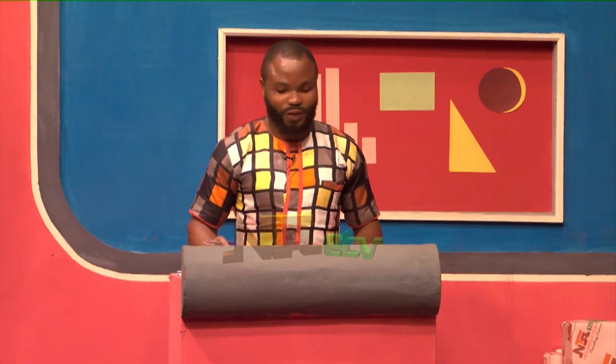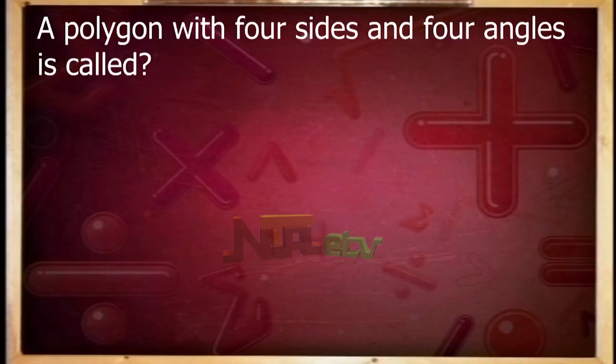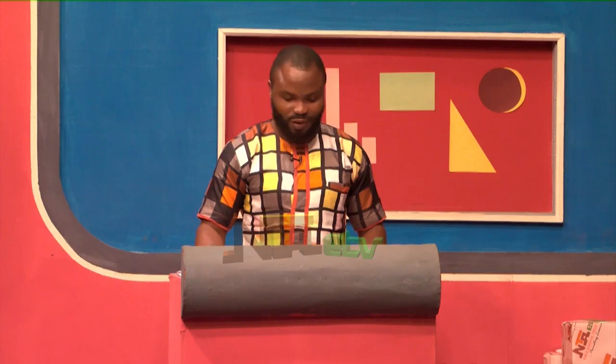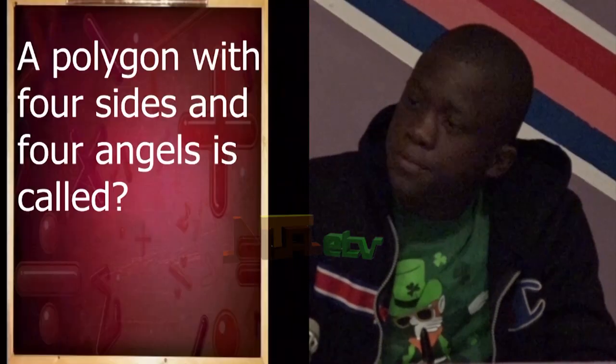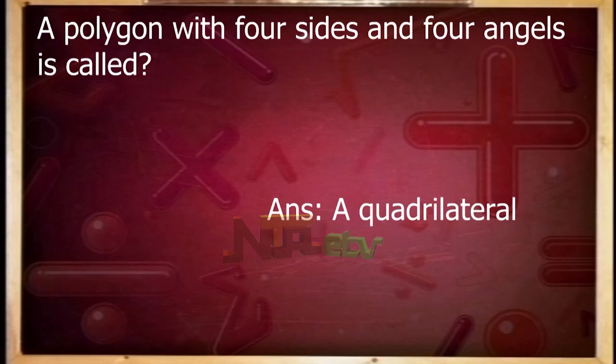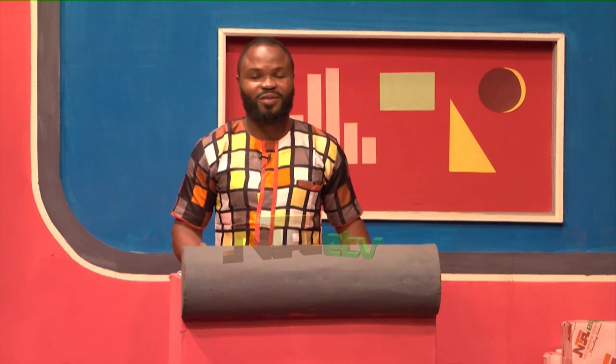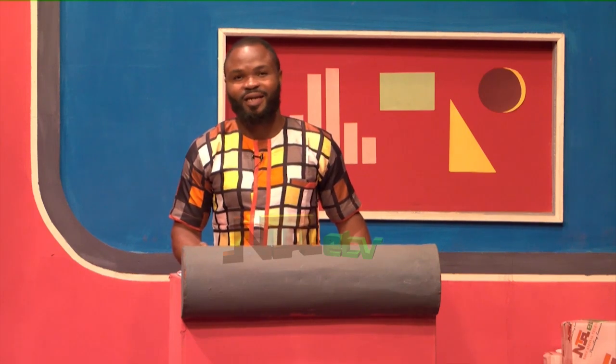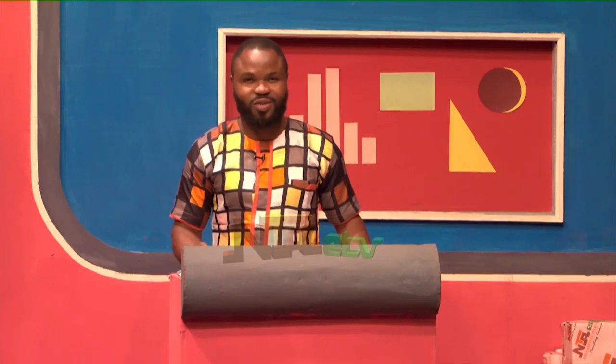Contestant D, your question. Question 12. A polygon with 4 sides and 4 angles is called? Quadrilateral. A quadrilateral is correct. And with that, we've come to the end of the first stage of our quiz competition here on Work It Out. We'll go on a break. When we return, the scores will be in and we will find out who is proceeding to the next stage and who is dropping out at this stage. Do stay with us.